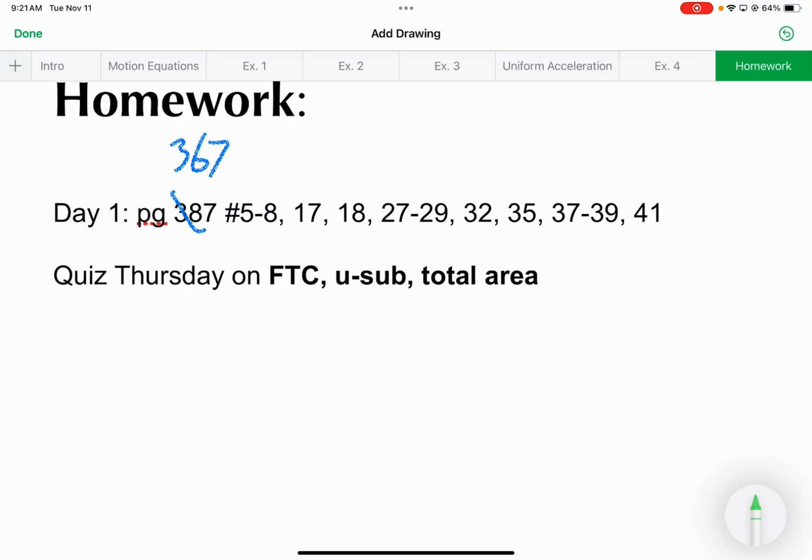But fundamental theorem of calculus was yesterday. We also talked about total area yesterday, which was just absolute value of whatever's inside that integral was total area. And then U sub is what we will do tomorrow. So tomorrow we'll come in. We'll review anything from 5-7 homework that you guys want to see. Some tricky stuff in there. We'll do 5-8.